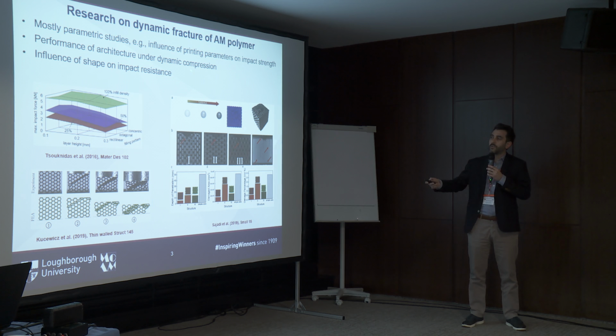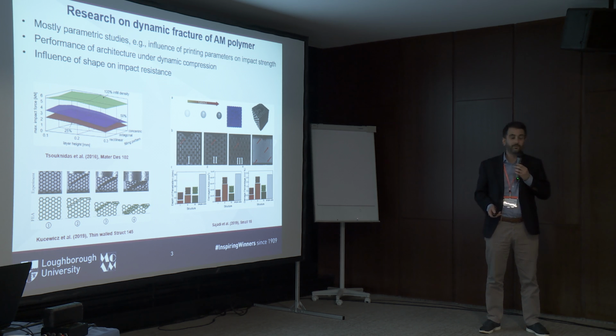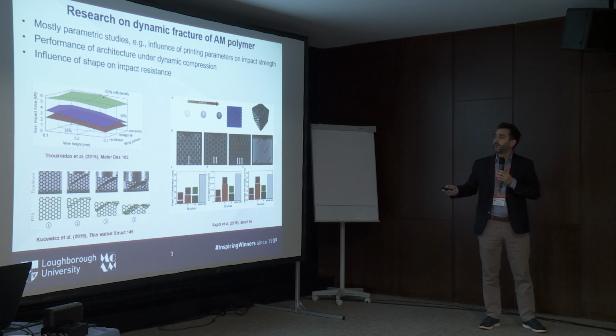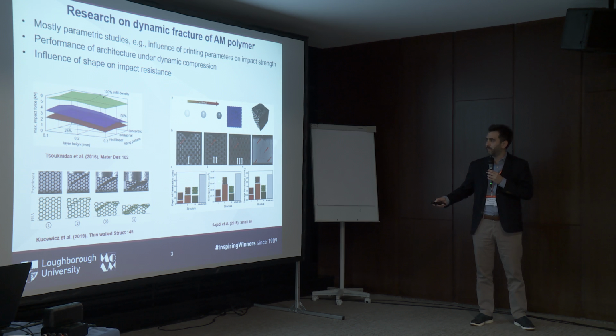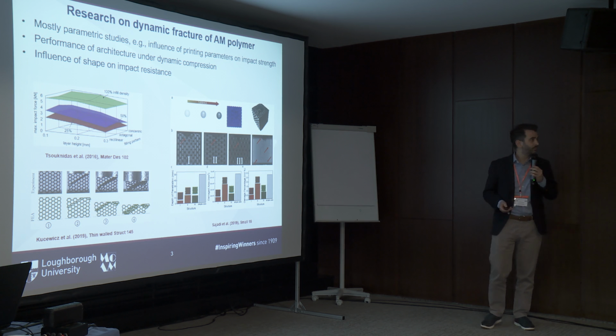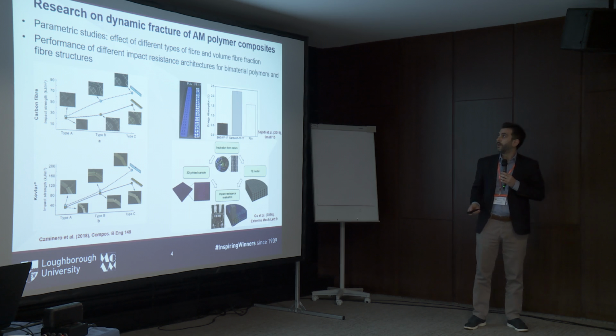So most of the studies are basically parametric, identifying the influence of printing parameters, for instance, different layer height, different infill densities, different patterns, and come up with some results for the impact force. And then we have identified some results of dynamic compression, and also results for the effect of different shapes. Probably you can't really see, but the building blocks of these structures are quite different. That is for pure polymers. In this case, it could be ABS, could be PLA, and so on.